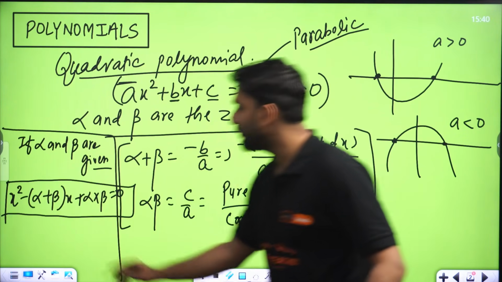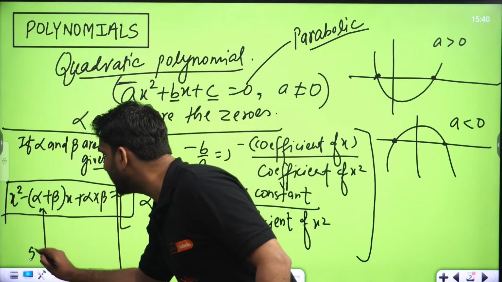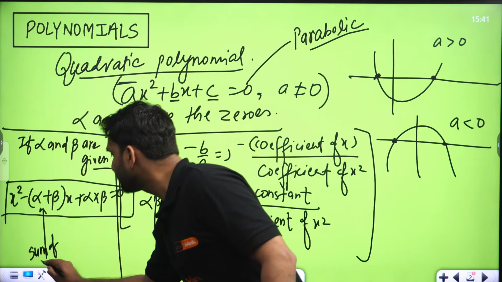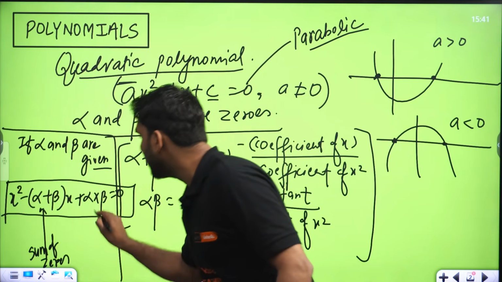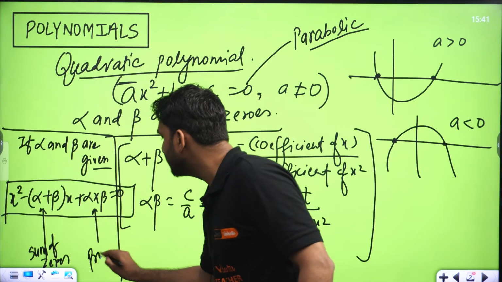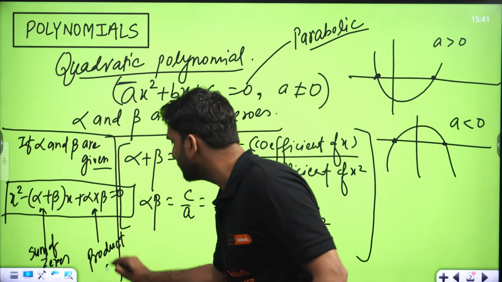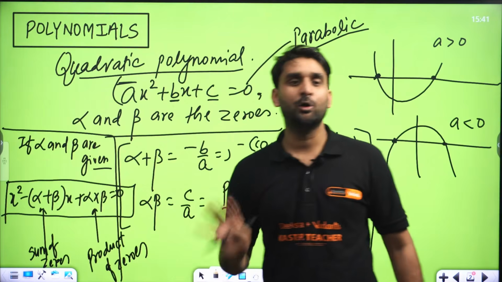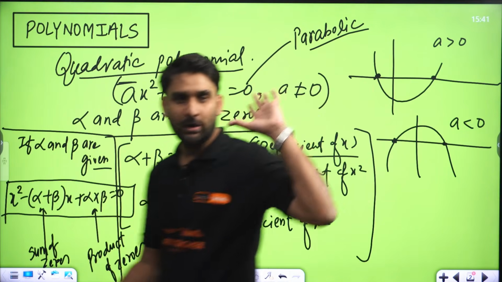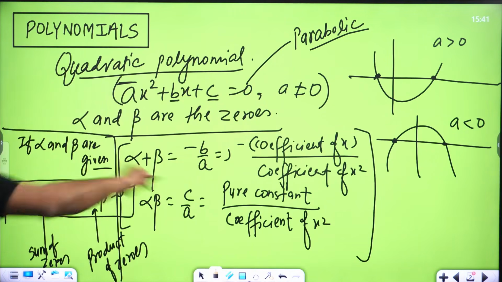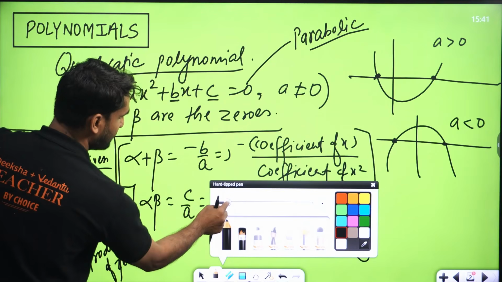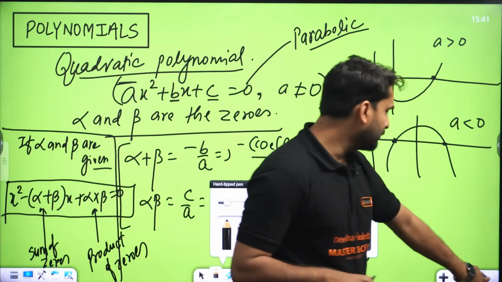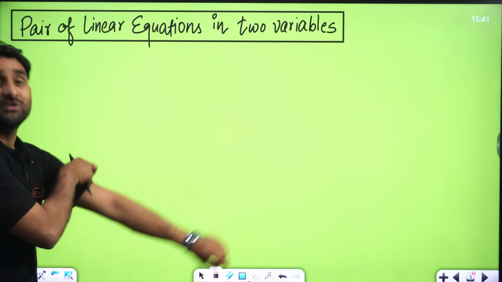This bracket, alpha plus beta, is indicating the sum of zeros, and this alpha into beta is indicating the product of zeros. Please keep this in mind. So if alpha and beta are already given, guys, you can find the quadratic polynomial. These are the most important points for your board exam today. Now moving to the next chapter, pair of linear equations in two variables.